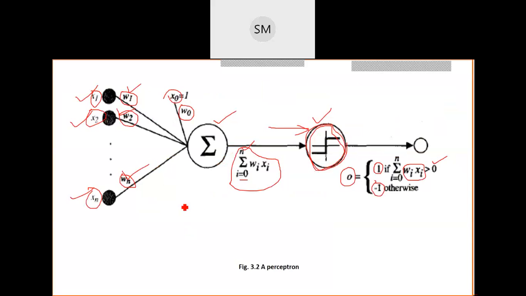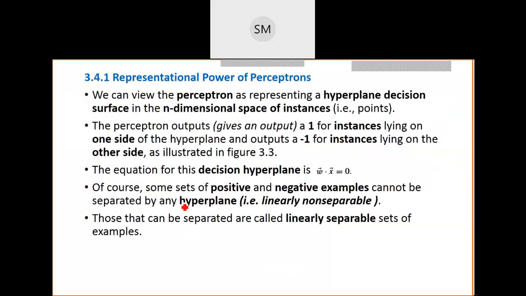Okay, so let us go to the next topic, that is representational power of perceptron. Just now we have seen the representation of artificial neural networks and the representation of perceptron. Now we will see a little more about these perceptron representations. Okay, see, we can imagine this perceptron as a surface. Just imagine. Which surface? We can imagine this perceptron as a hyperplane decision surface.